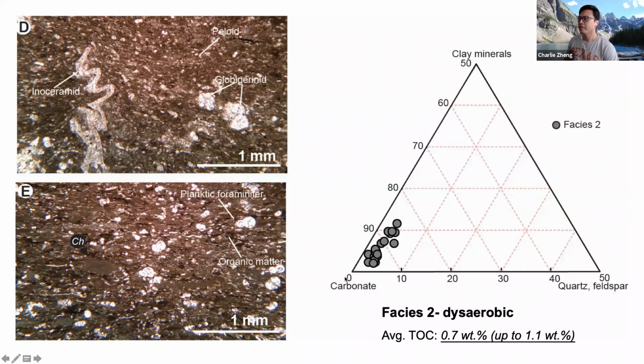So because of the higher oxygen concentration in the ocean, we have a higher carbonate content in general compared to the anaerobic to exaerobic conditions in the previous phase. But this one also contains quite a bit of TOC. It averages 0.7 in these phases.